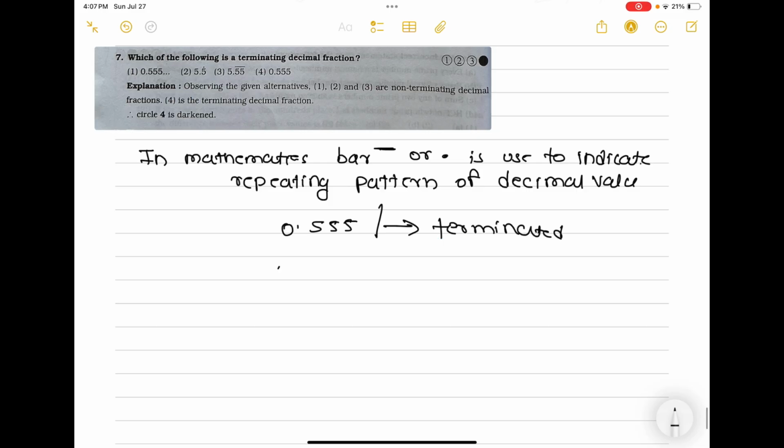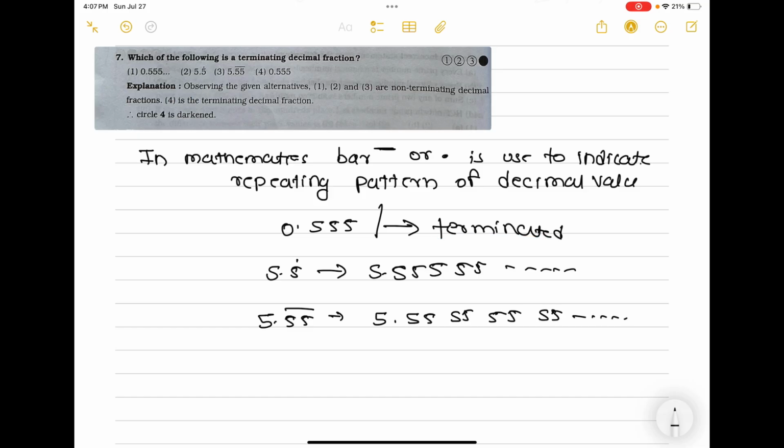If it is 5.5 with a bar, it means 5.5555. So this is also non-terminating. Only this is the one which is terminated, meaning this has ended. There is no further value after that. 0.555 is the terminated decimal value of the number.